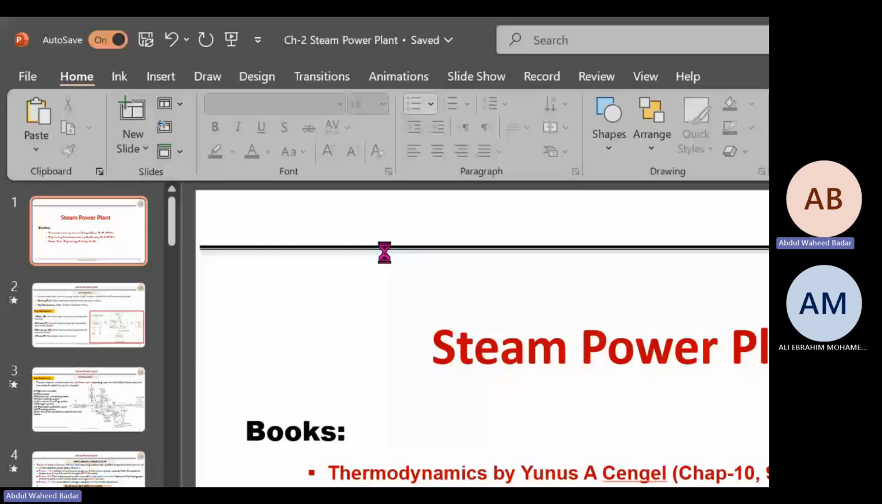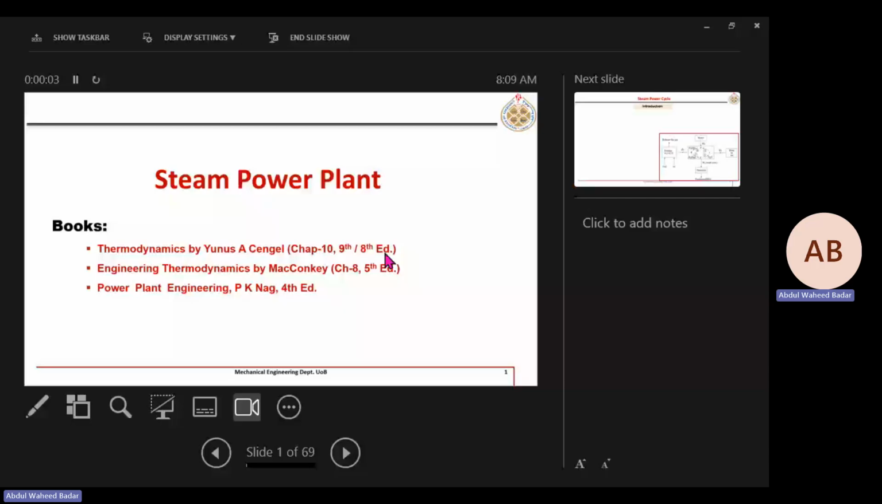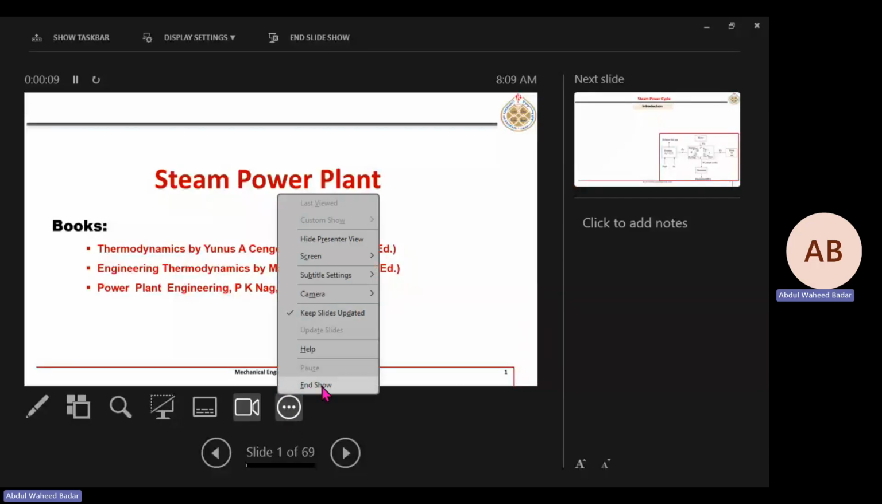Okay, so today we shall start the next chapter, steam power plant. The basic cycle we covered in Thermo 2. So we'll start the same and then we'll go into much more detail.